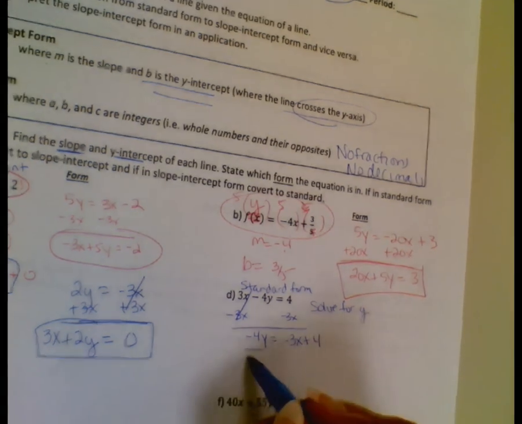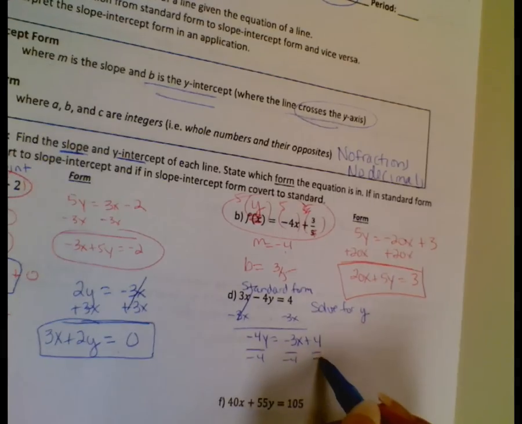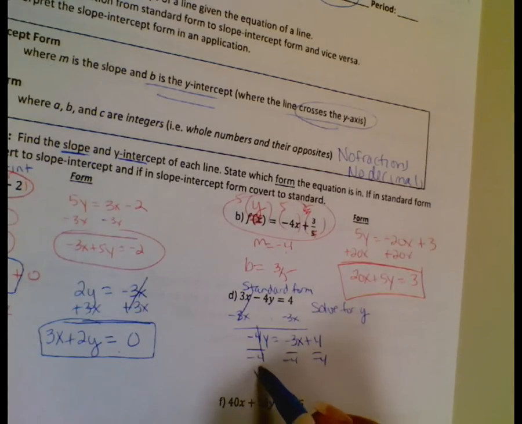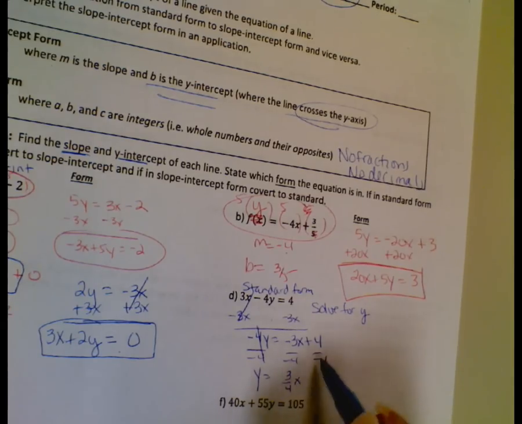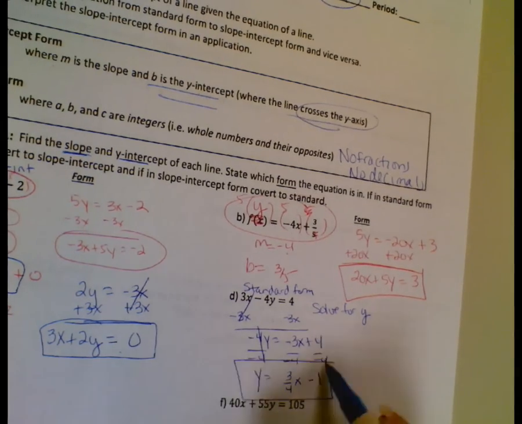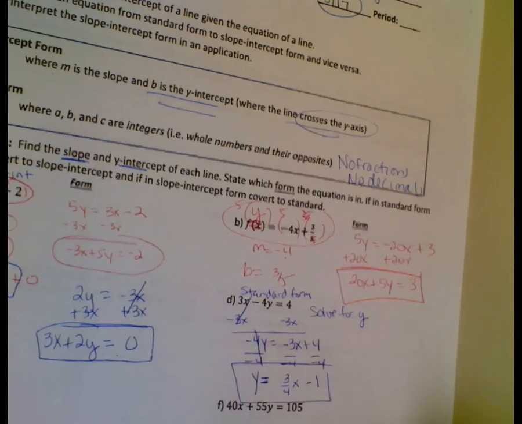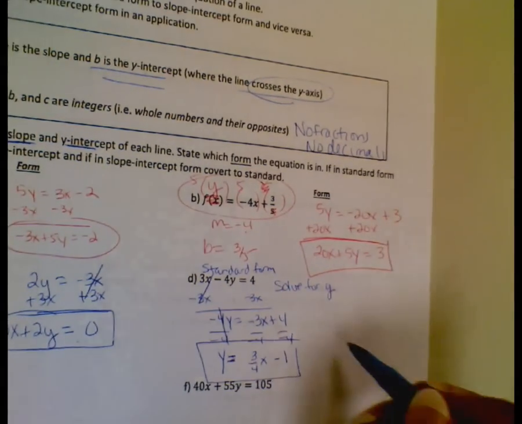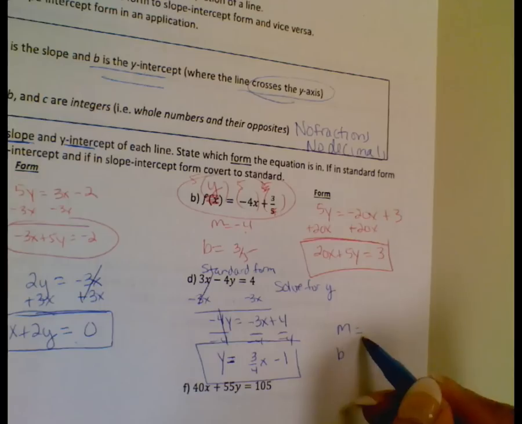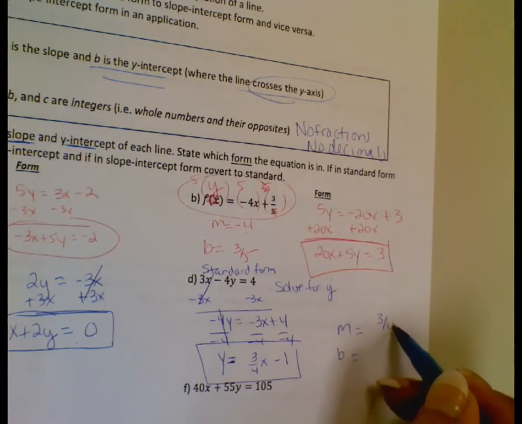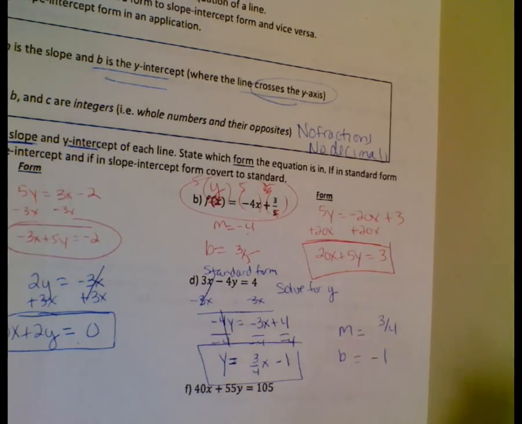Next, divide by negative 4. So these cancel. You get y equals, 2 negatives make a positive, 3/4. And 4 divided by negative 4 is negative 1. This is slope-intercept form. Once it's in slope-intercept form, you can tell me the slope and the y-intercept. What's the slope? 3/4. What's the y-intercept? Negative 1.